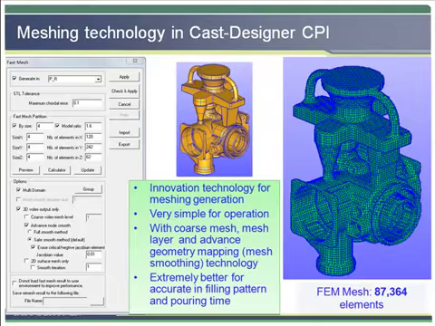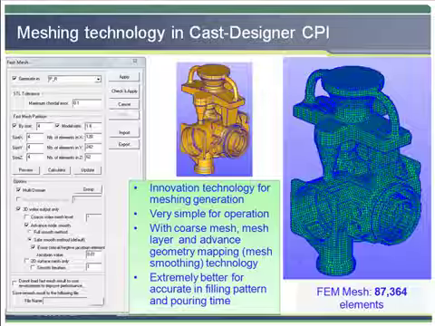The displayed example is a Cast Designer mesh with only 87,364 elements, but still good enough for geometry description.